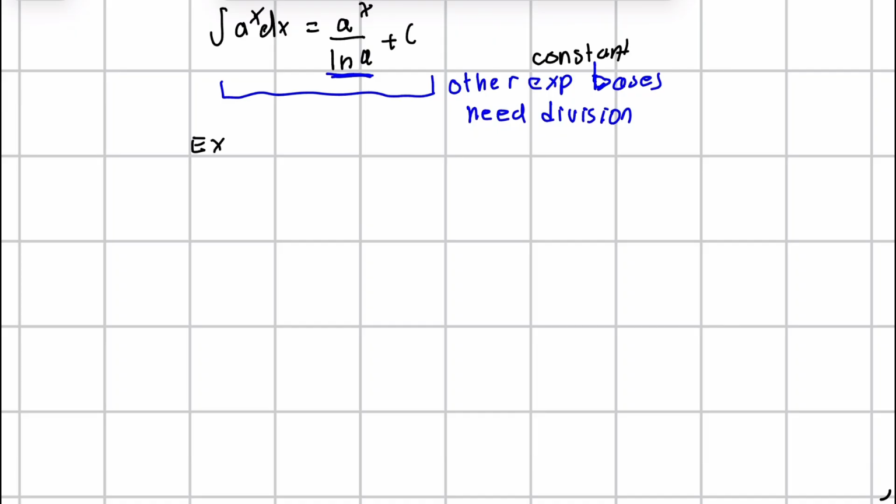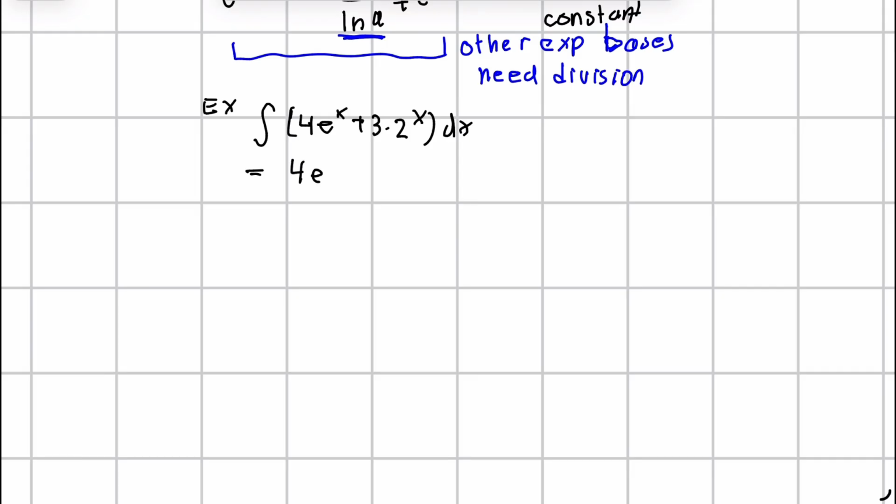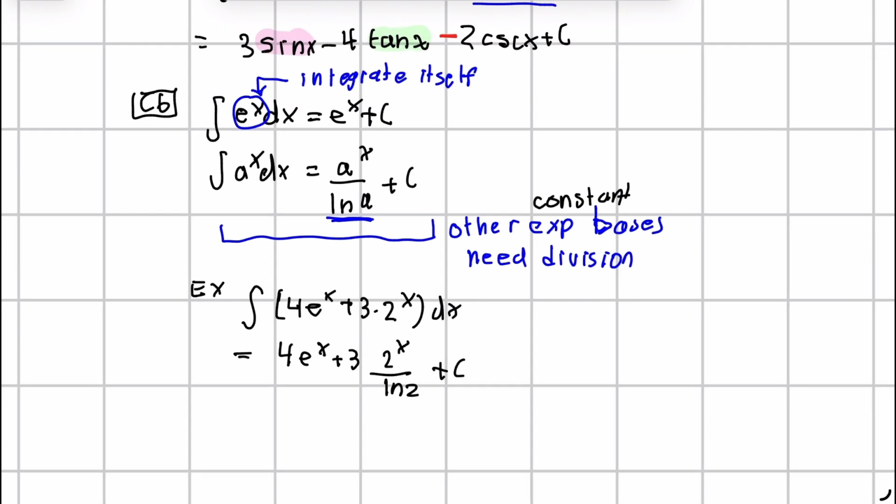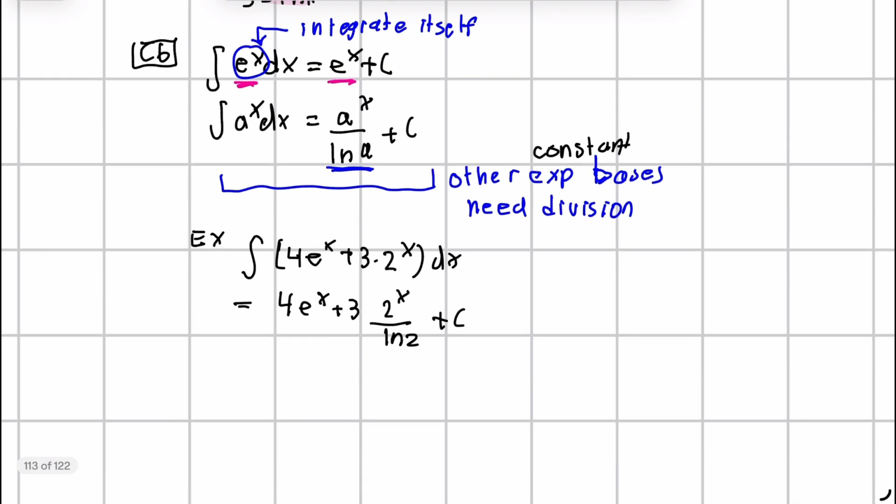Let's say, for example, we have the integral of 4e to the power of x plus 3 times 2 to the power of x times dx. So this is the same thing as 4 times e to the power of x plus 3 times 2 to the power of x over the natural log of 2 plus c. Now remember again, we see here for e to the power of x is a really easy rule. All you're doing is you still have e to the power of x, except you're just going to be adding c. There's no difference. And then for a to the power of x, when you have another constant value, all you're going to do is you still have a to the power of x. There's nothing crazy. You just divide by natural log of a.